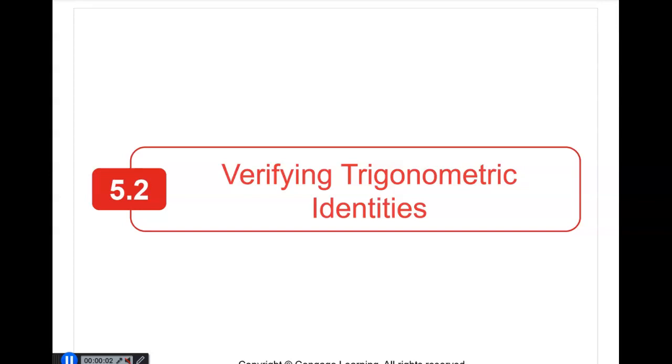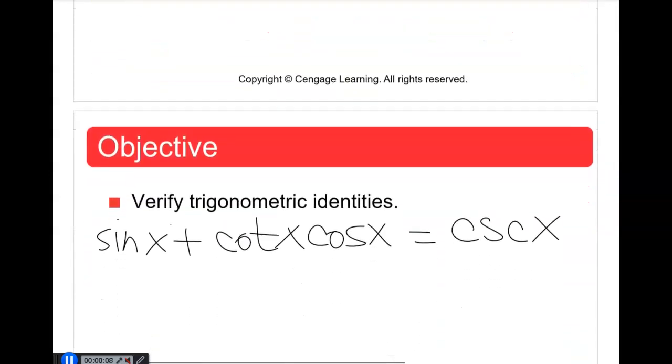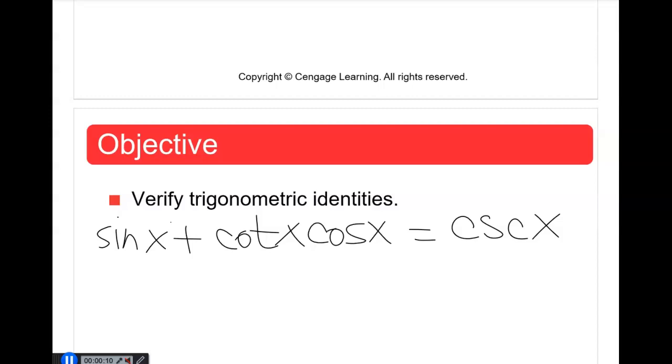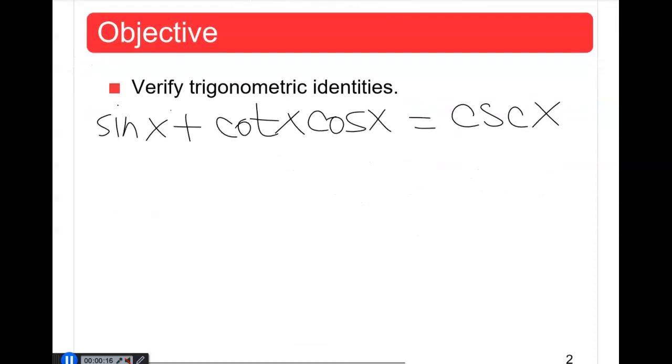This video will cover section 5.2, verifying trigonometric identities. The objective for the section, of course, will be to verify trigonometric identities. So what I have written down here, please copy it on your notes. It is an example of an identity.